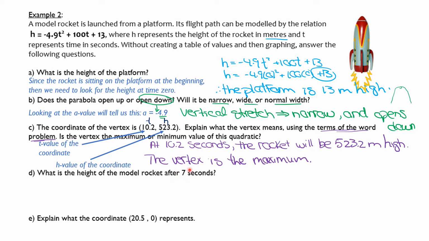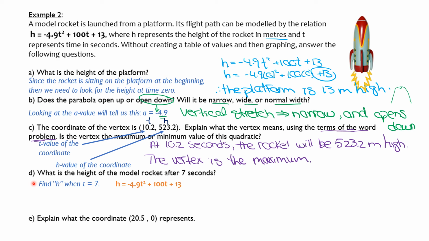So what is this number? Is this number a t or an h number? 7 seconds. Does it represent height or does it represent time? Well, it represents time. So we need to find h. We're looking for the height. What is the height? So we need to find h when t equals 7. So that's me taking this sentence right here and rearranging it into some math, closer to math anyway. So I'm looking to find h when t equals 7.